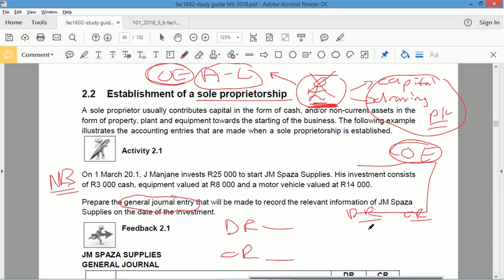Come back to basics. Interpret the transaction. What stands out? Invests. Who's investing? The owner. Good. What do we call that? Capital contribution. Yes. It's in the form of what? Equipment, cash, and motor vehicle. Yes. Okay, so now, debit what, credit what? So you're going to do them separately. Debit motor vehicle, fine. Credit, JM Spas or Supplies. Who's contributing? The owner.